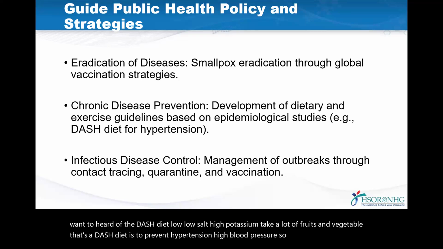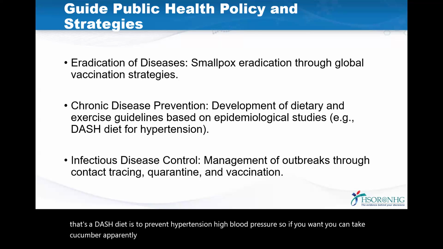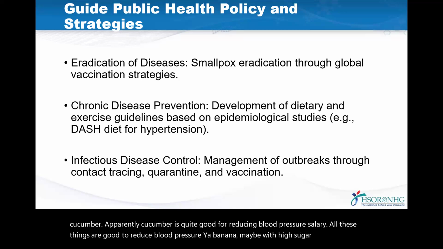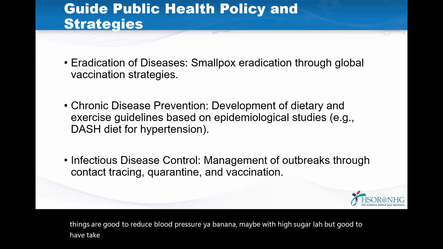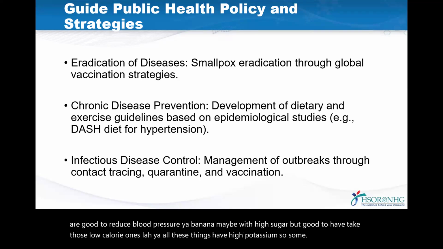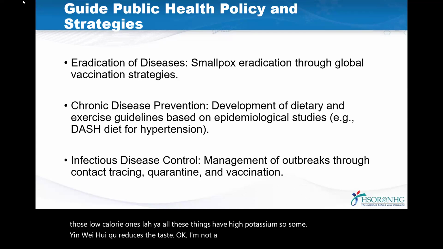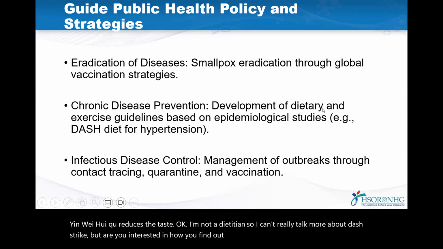If you want, you can take cucumber. Apparently, cucumber is quite good for reducing blood pressure. Celery, all these things are good to reduce blood pressure. Banana, maybe a bit high in sugar, but good to take the low calorie ones. All these things have high potassium, so some of them actually reduce blood pressure. I'm not a dietitian, so I can't really talk more about the DASH diet, but if you're interested, you can find out. They found that this is quite good.